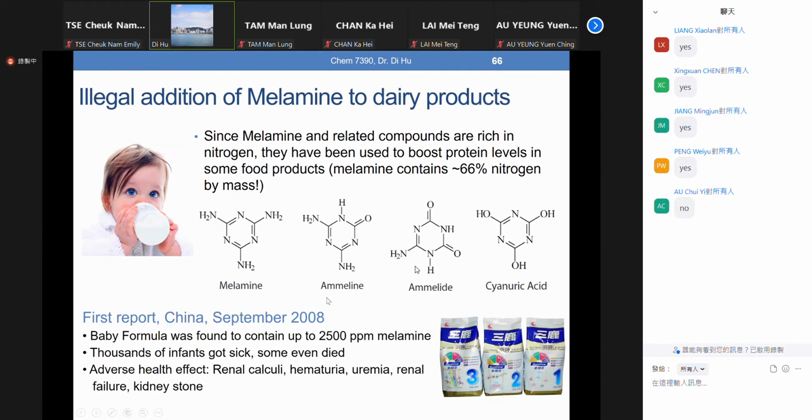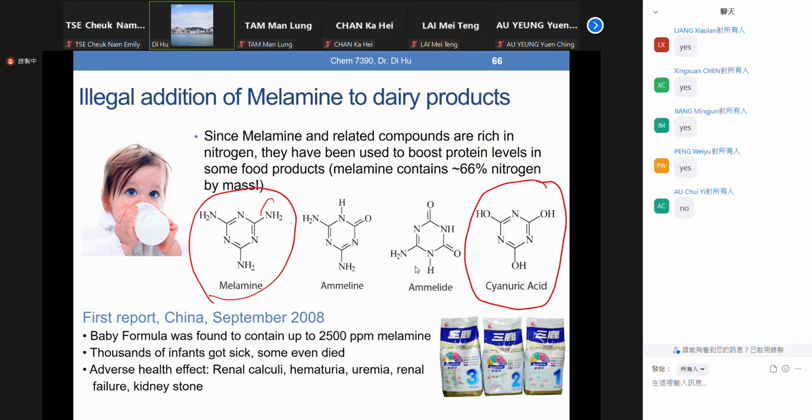So what problem was actually caused by melamine? Because the melamine added is not just by itself, it has side products that get in as well. And the two that really cause trouble are melamine and cyanuric acid. Melamine and cyanuric acid. But let's look at the difference between melamine, ammelide, and cyanuric acid.